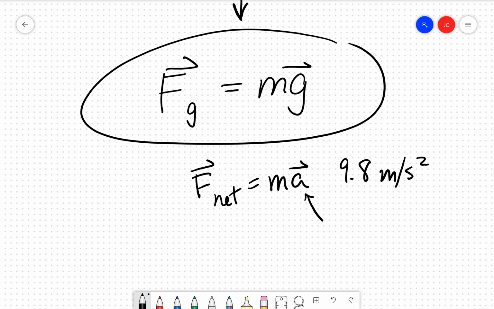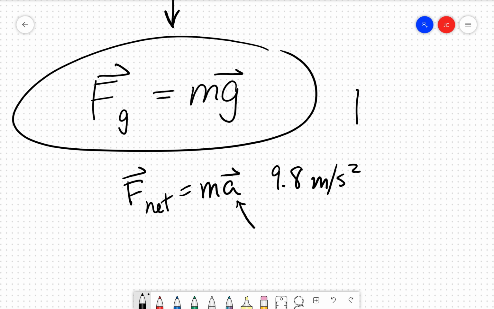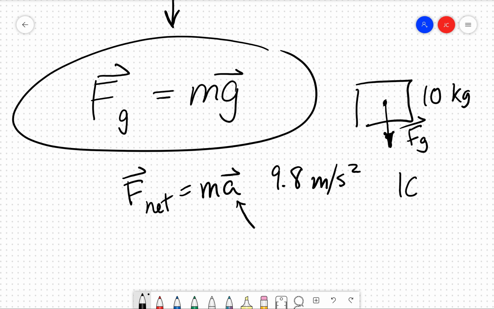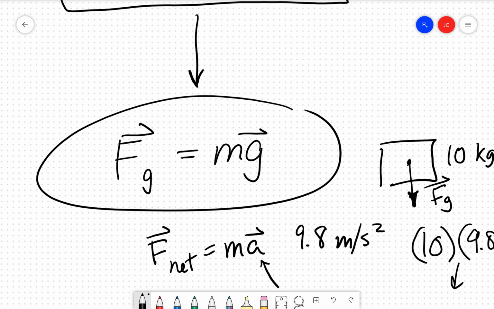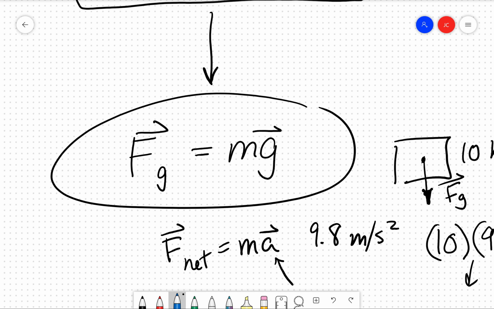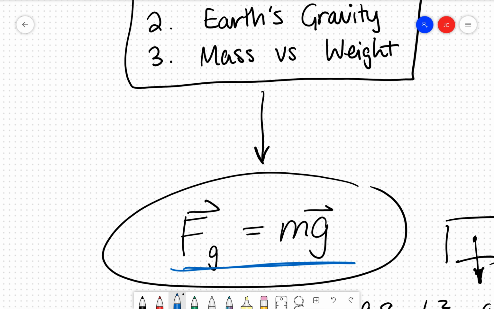This just tells us that if we have an object, whatever object it is, like this object right here, and we know its mass, maybe it's 10 kilograms, we can calculate the force of gravity on it. We can say, okay, force of gravity is going to equal the mass of 10 kilograms times 9.8, and we could calculate it from there. This is one important thing that's going to come up a lot, so we're just going to underline it. Very important. Okay, on to today's different topics.